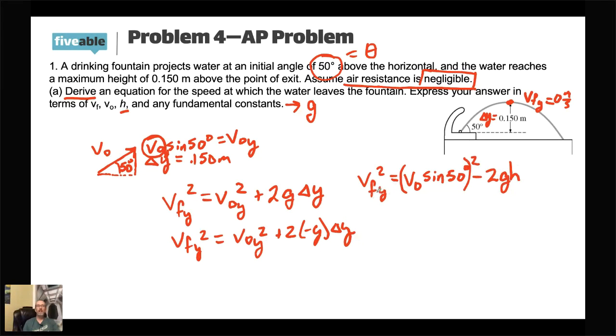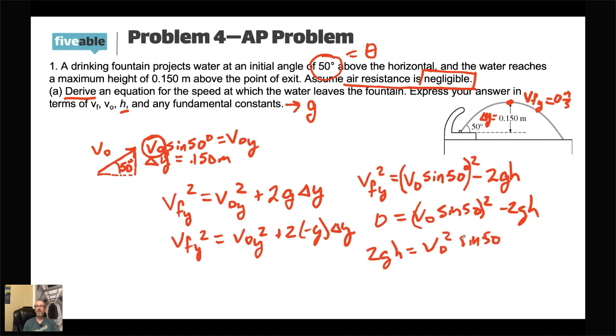So at this point, we also need to go back and realize that this is 0. And so 0 is equal to VO sine of 50, and we want to square this, minus 2GH. Let's move the 2GH to the other side. So now we have 2GH is equal to VO squared times the sine of 50, and we're going to square it.